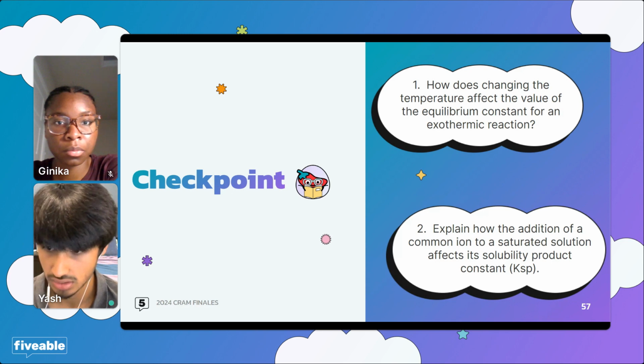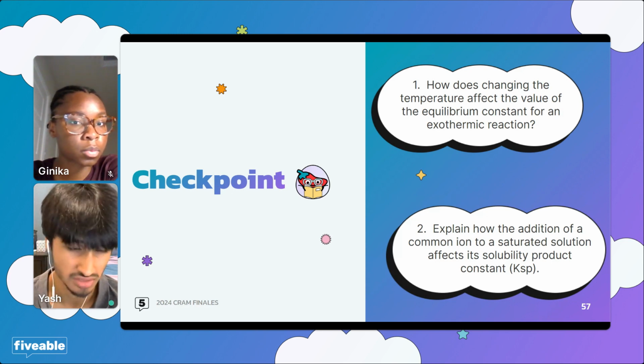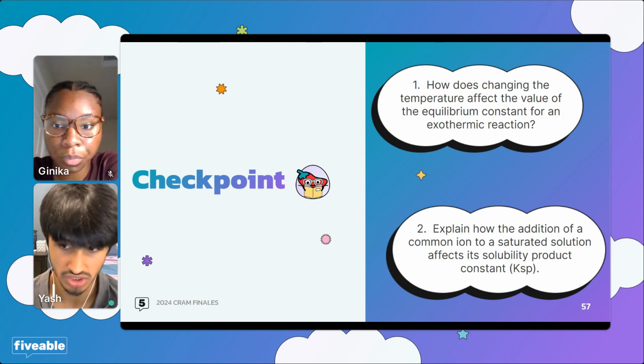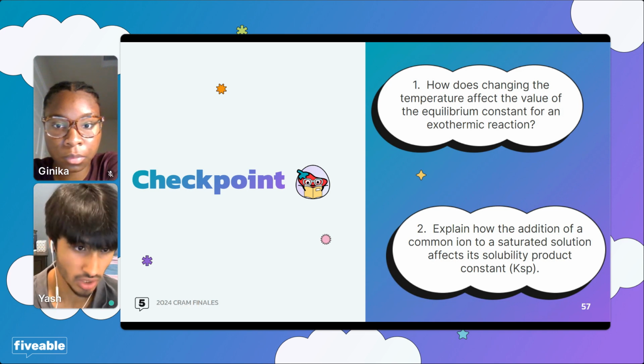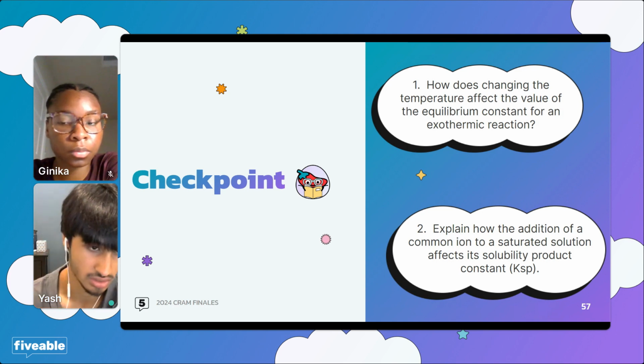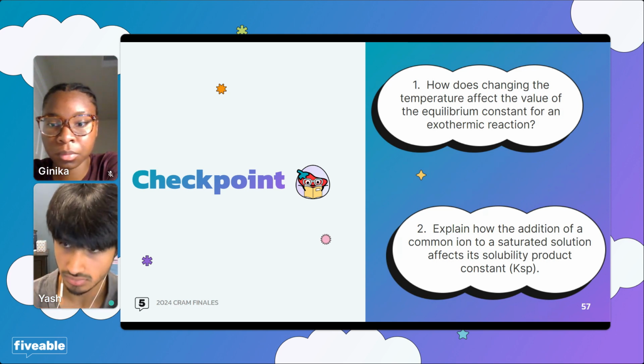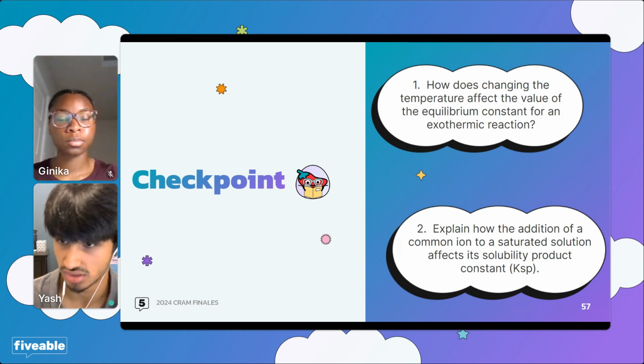Does that make sense to you guys? KSP does not change. KSP is a constant value unless you change the temperature. Why does it decrease solubility? Because you're kind of adding a product, right? A product in that KSP expression. You're adding a product. That is basically the common ion effect, which is just Le Chatelier's principle.